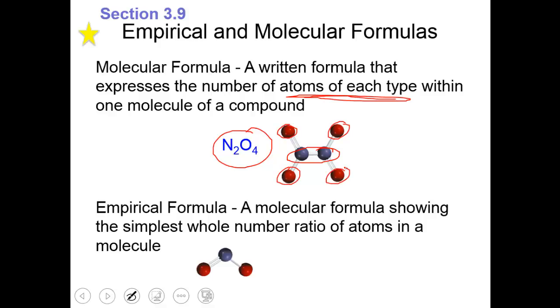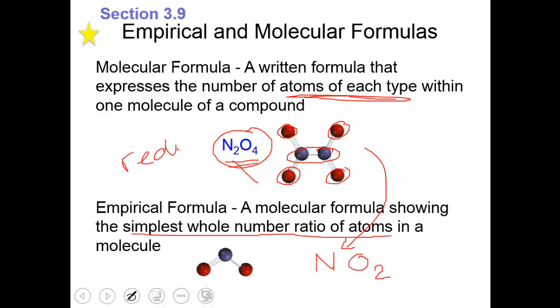The empirical formula of N2O4, though, is showing us the simplest whole number ratio between the elements. So in this case, would be NO2. Because if we're looking at the molecular formula, this is not the simplest whole number ratio. You can still reduce the subscripts, but it has to be a whole number. And so we can divide them both by 2 and get NO2. So this is the empirical formula for dinitrogen tetroxide, the actual molecule.